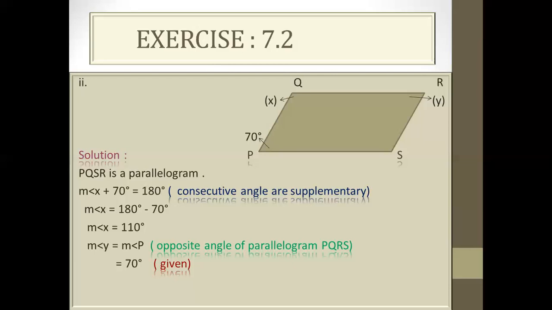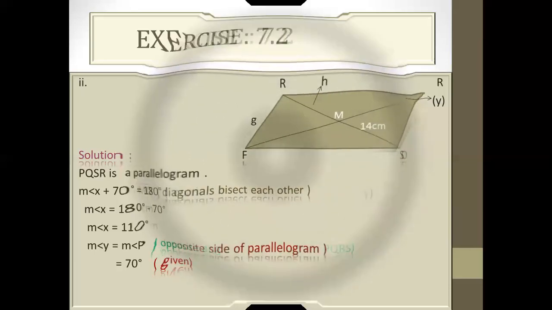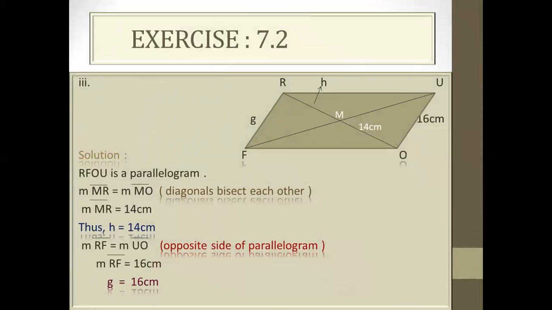X plus 70 is equal to 180, and the reason is consecutive angles are supplementary, and from here we can calculate the value of X. The third diagram, in this diagram we calculate the side and the diagonal of the parallelogram. No angle is unknown.